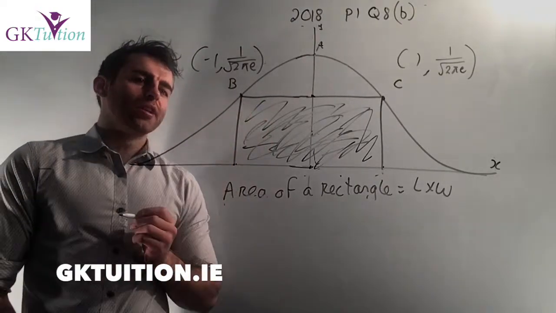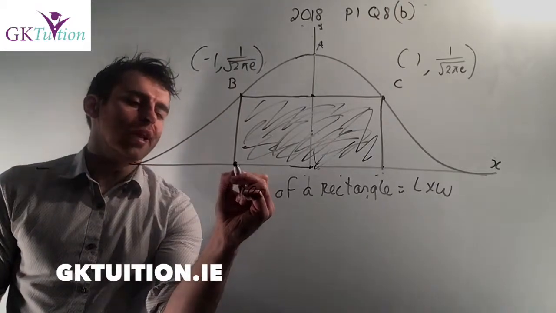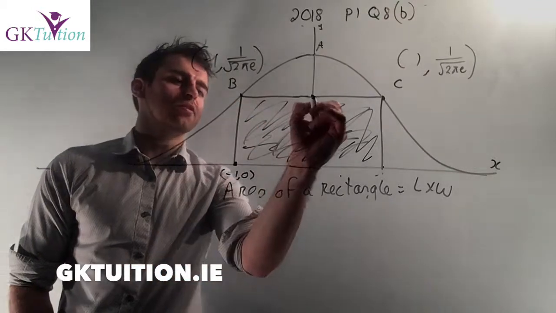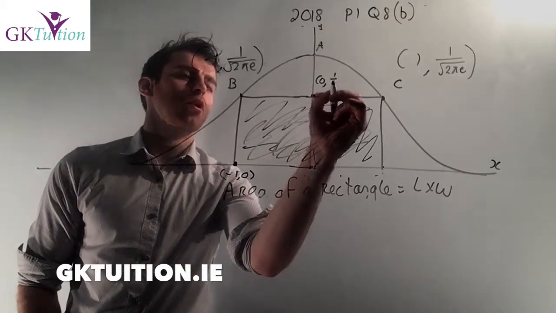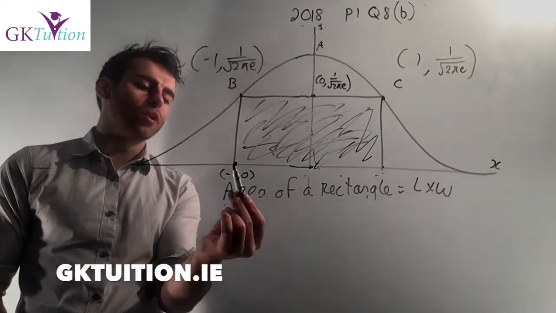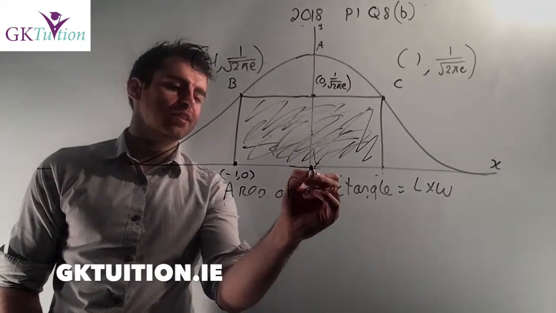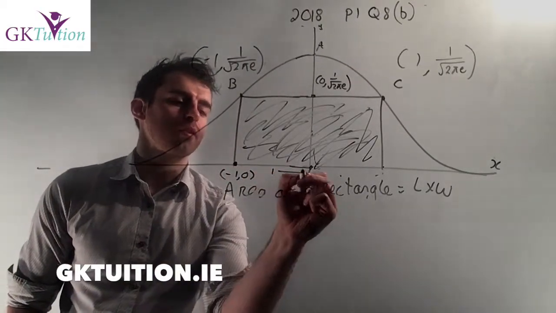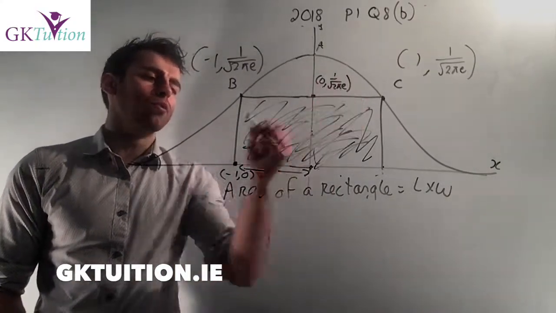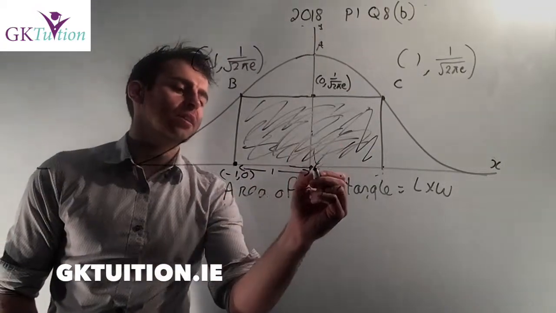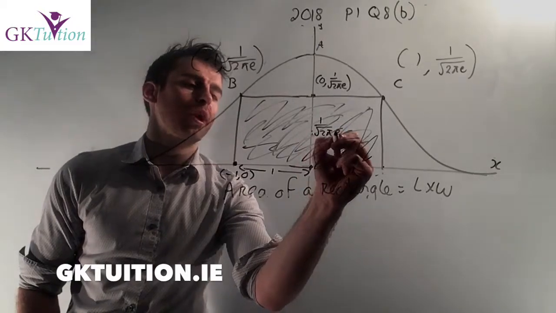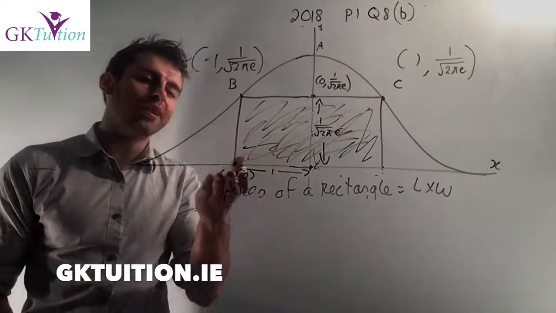If this is the coordinate minus 1, 1 over root 2 pi e, you should recognize that directly below here must be the coordinate minus 1, 0. And that directly across from here must be the coordinate 0, 1 over root 2 pi e. If I know that that's the coordinate minus 1, 0, then clearly the distance from the origin to that point is just 1. And if that's the coordinate 0, 1 over root 2 pi e, clearly the distance from the origin to that point must be 1 over root 2 pi e. So already I have one of my dimensions.